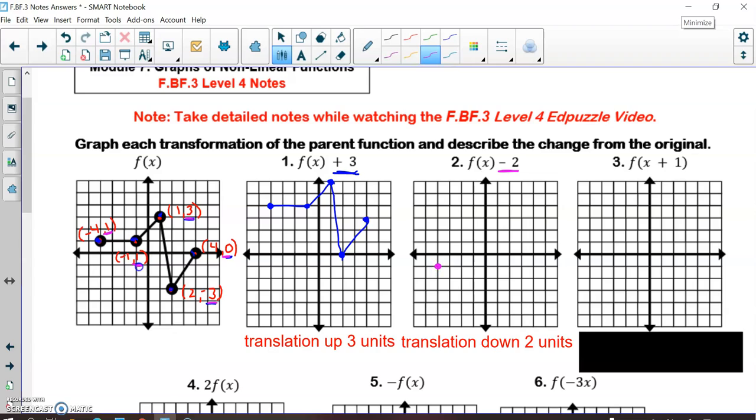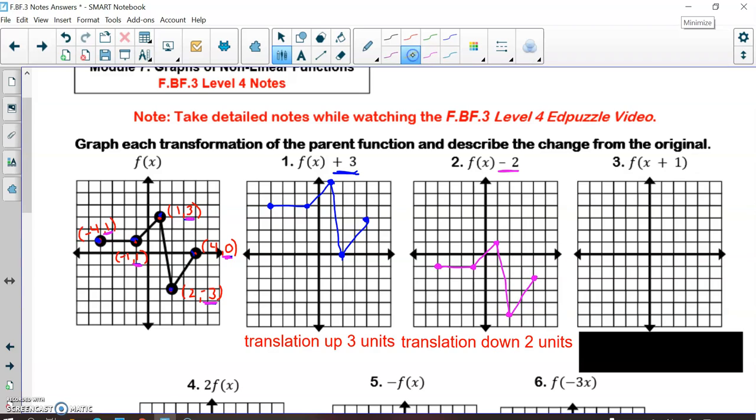If I subtract 2 from the y value of the point negative 1, 1, I now have the point negative 1, negative 1. If I subtract 2 from the y value of the point 1, 3, I'm now at the point 1, 1. If I subtract 2 from the y value of the point 2, negative 3, I'm now at the point 2, negative 5. And then lastly, if I subtract 2 from the y value of the point 4, 0, I am now at the point 4, negative 2. And so this is what your graph would look like after the translation down 2 units.